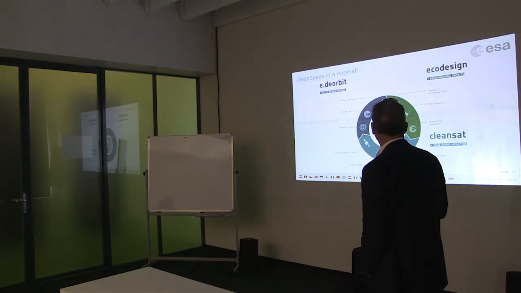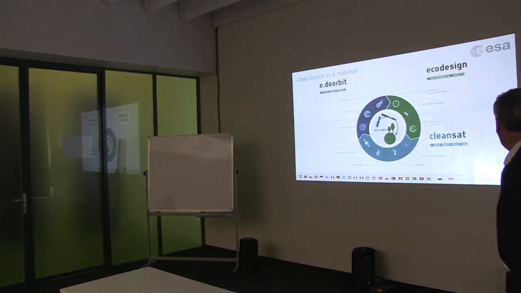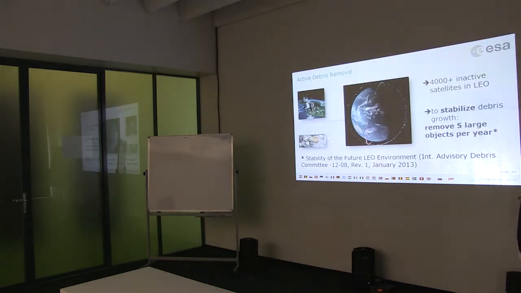Let me accelerate a little bit. I mentioned this ED Orbit cleans up what it is and the eco design. We have more than 4,000 inactive satellites in LEO. We should remove 5 large objects per year from orbit. This is what the experts say.